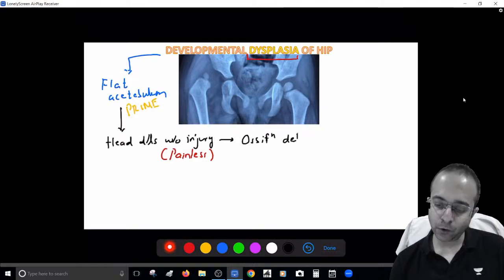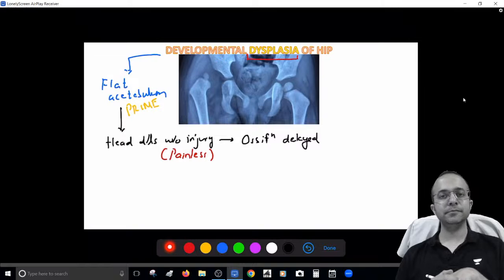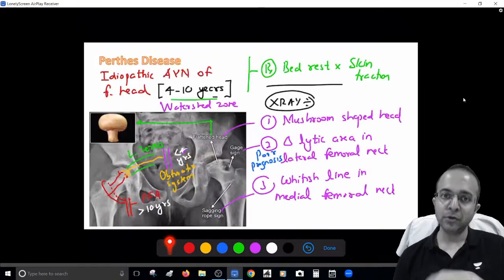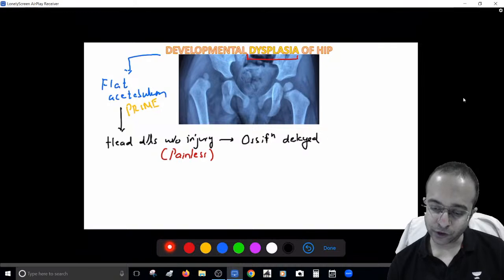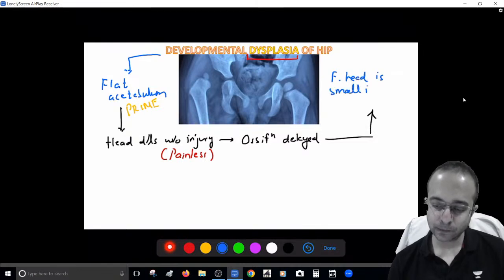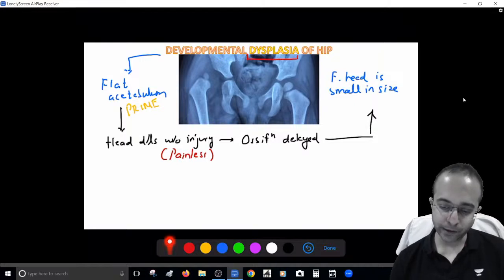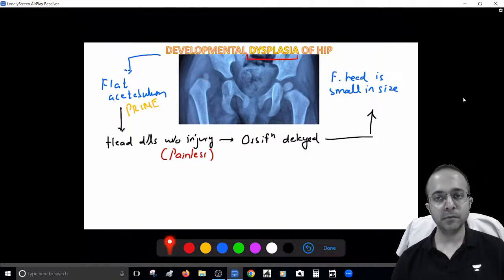Now as this head will dislocate, the ossification of the head is going to be delayed. See, this is a child who's just born. So the dominant system is going to be this ligamentum teres, obturator system. So if the head will dislocate, this dominant vascularity pattern here would be gone. So obviously the ossification is going to be delayed. Now because of this delayed ossification, what you're going to find with the femoral head? Small in size. Like if you see here, this is a big head, this is a small head. So the head is also dysplastic, abnormal.